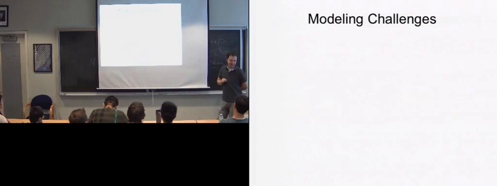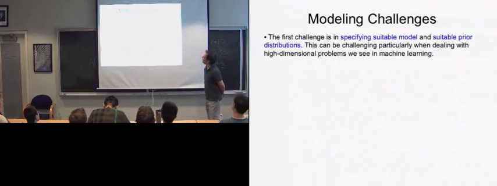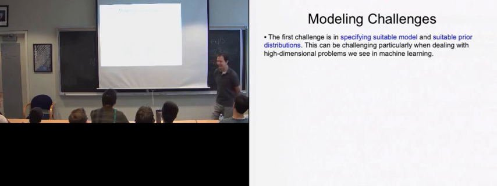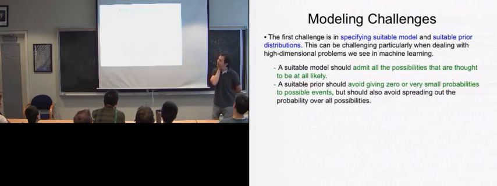Now, let's look at some of the modeling challenges. The first challenge is in specifying a good model. That's always a challenge. Everybody has to do that in the field of statistics or machine learning. But then you also have to specify a suitable prior. And specifying prior distributions could be challenging, particularly when you're dealing with high-dimensional problems, such as the problems that you see in machine learning.